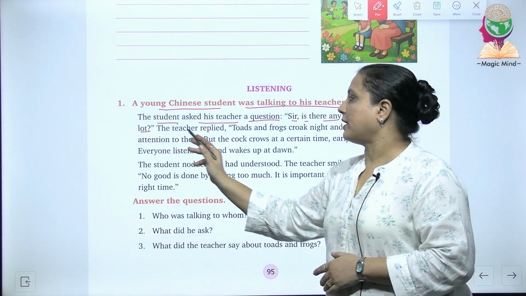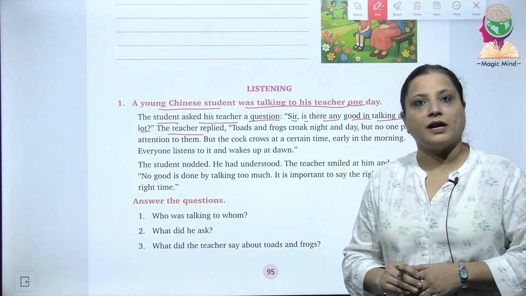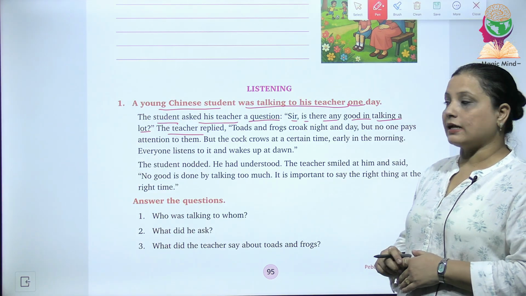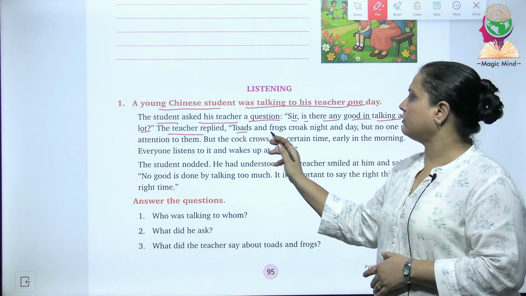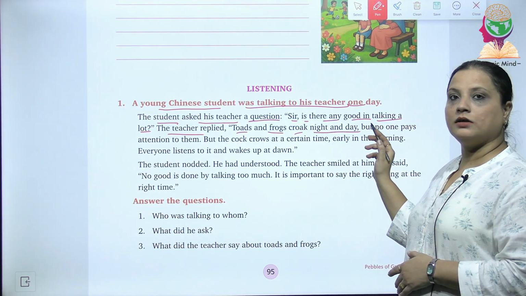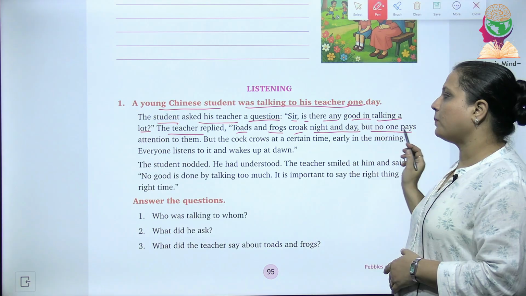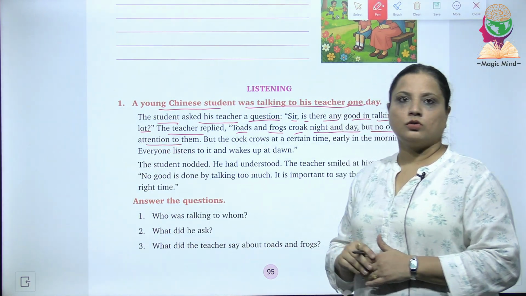The teacher replied. Now here is the reply given by the teacher to the student and he replied, toads and frogs croak night and day but no one pays attention to them.